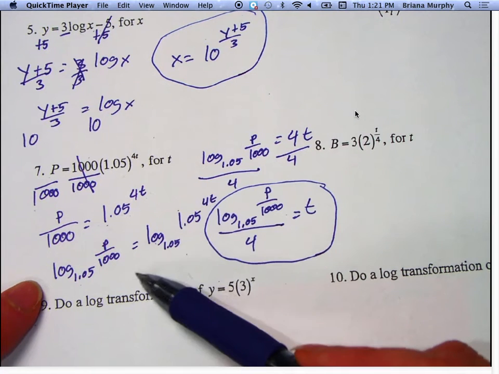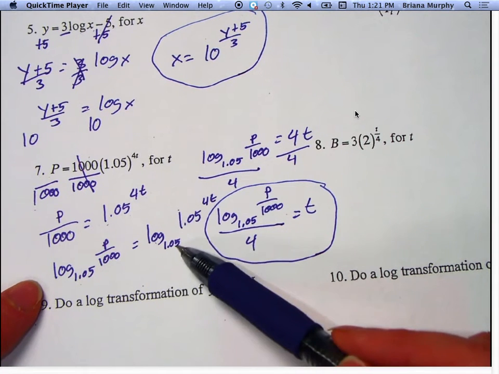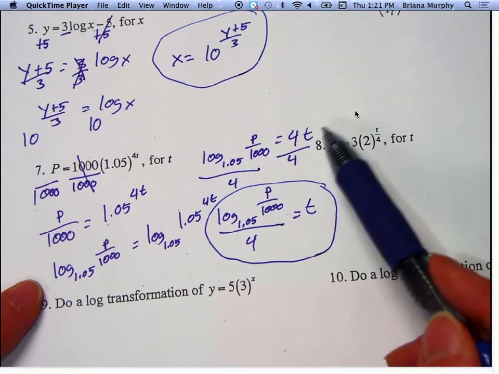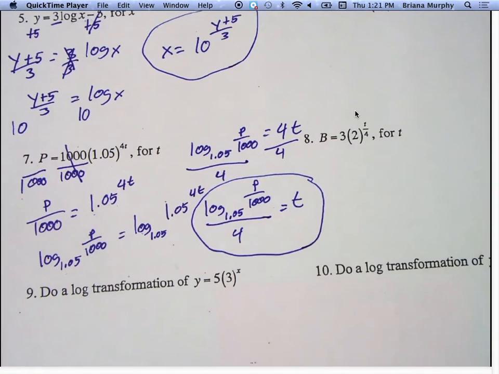Power rule makes the 4t come in front. Log base 1.05 of 1.05 is 1, so it's gone. And then I just have to divide by 4, and I have the correct answer. Yes? No.